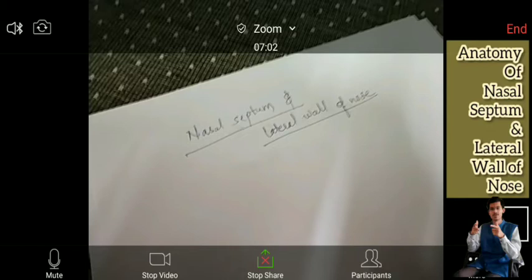Now this pus formation can destroy these structures. These are very thin bony structures, and the cartilage part. So it can get deviated. The nose from inside, the septum becomes crooked.